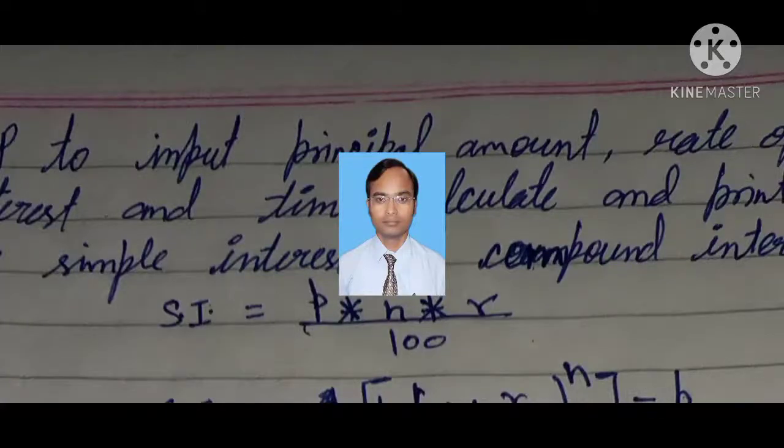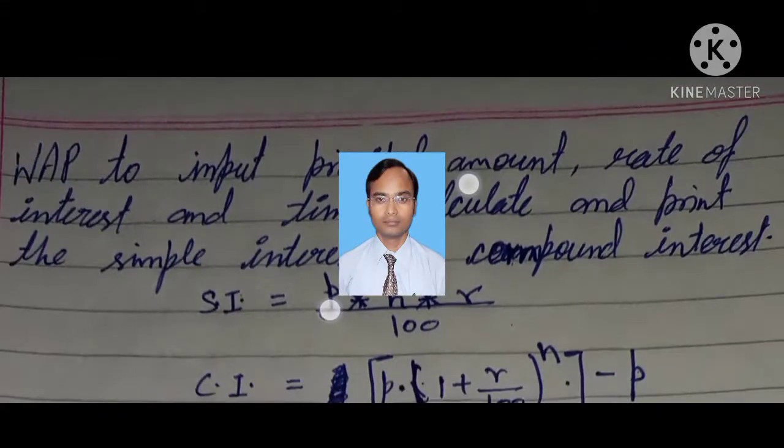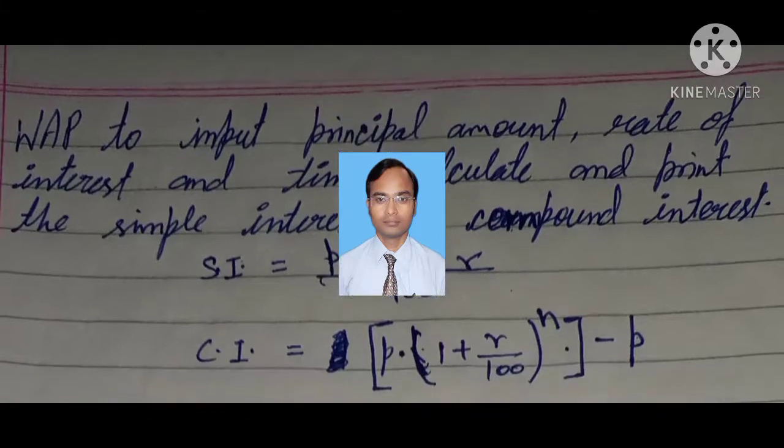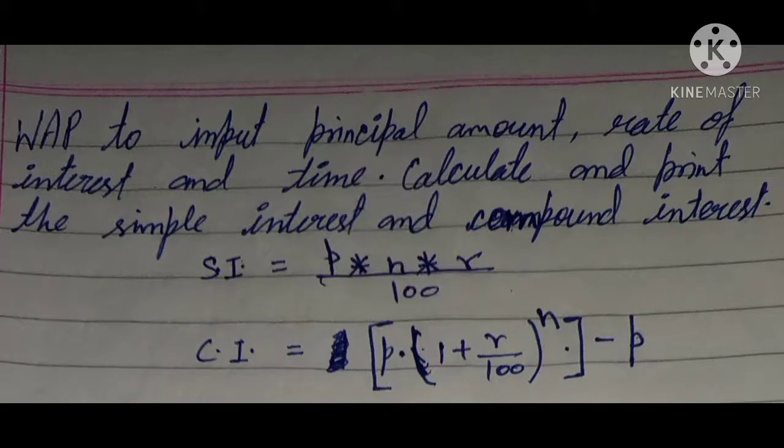Hello class. In this video I'm going to tell you a program. This is the program you can see. Sorry. The program is: write a program to input principal amount, rate of interest and time, calculate and print the simple interest and compound interest. Okay, we have to calculate simple interest and compound interest.